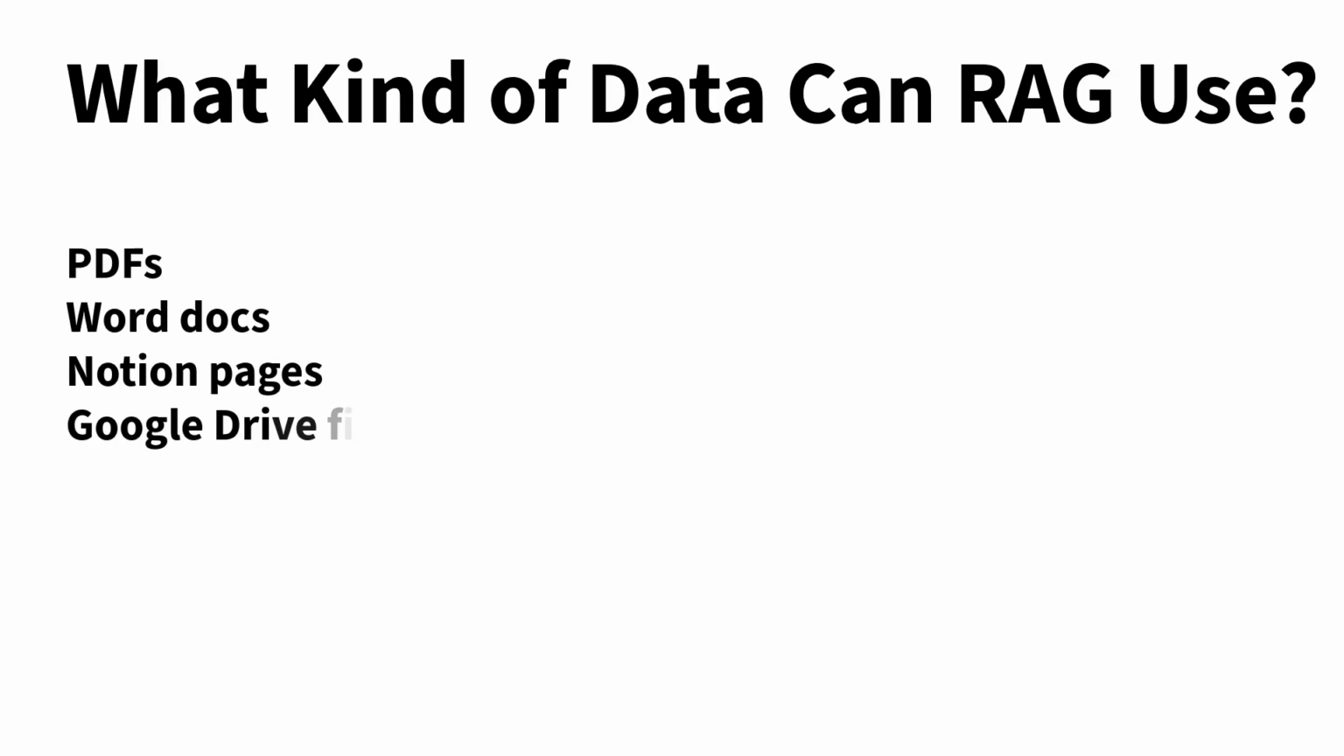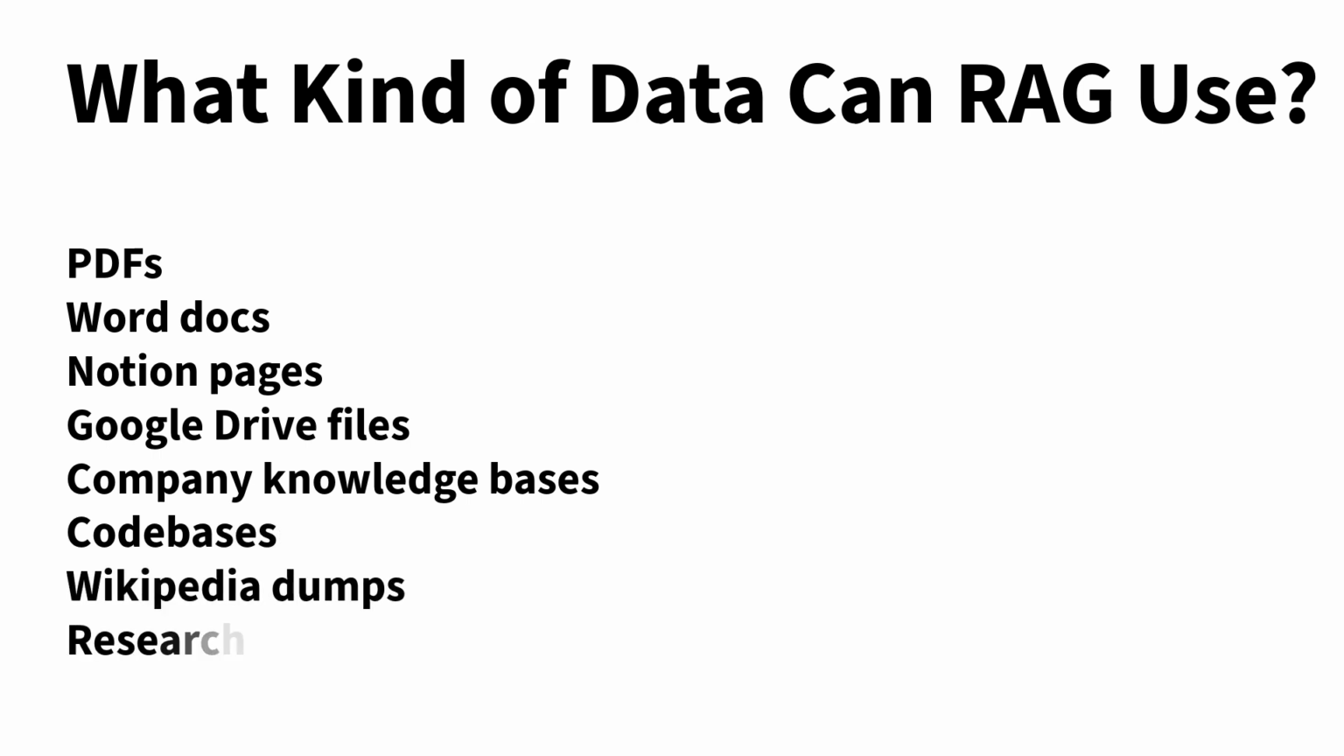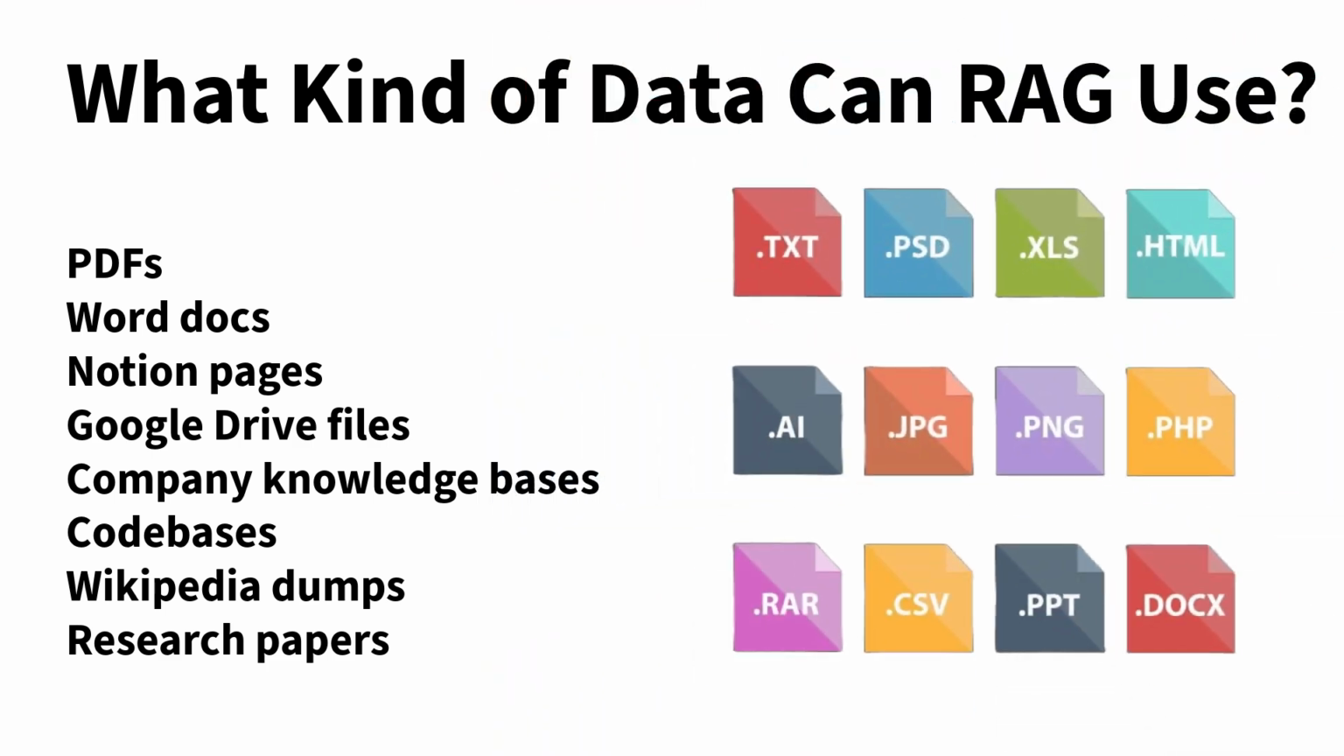What kind of data can RAG understand and use? You can feed RAG almost anything, not just web pages. RAG works with PDFs, Word documents, Notion pages, Google Drive files, company knowledge bases, code bases, Wikipedia dumps, and research papers. Any structured or unstructured data can be used as long as it can be chunked and embedded.